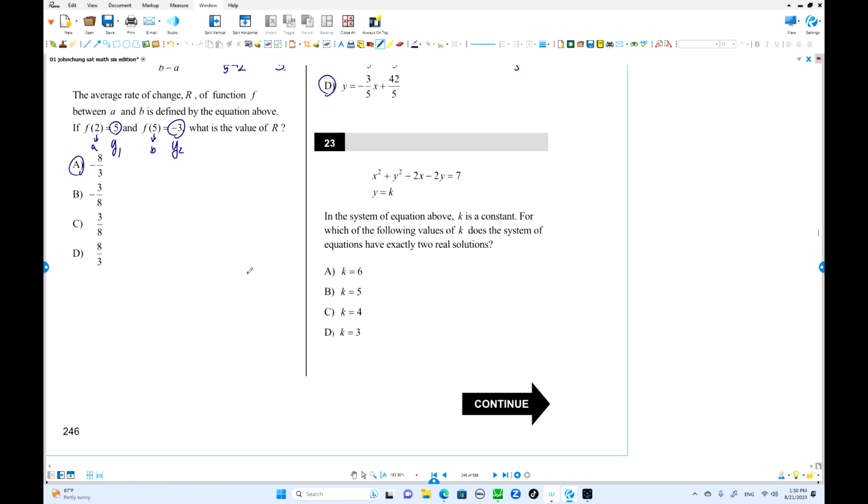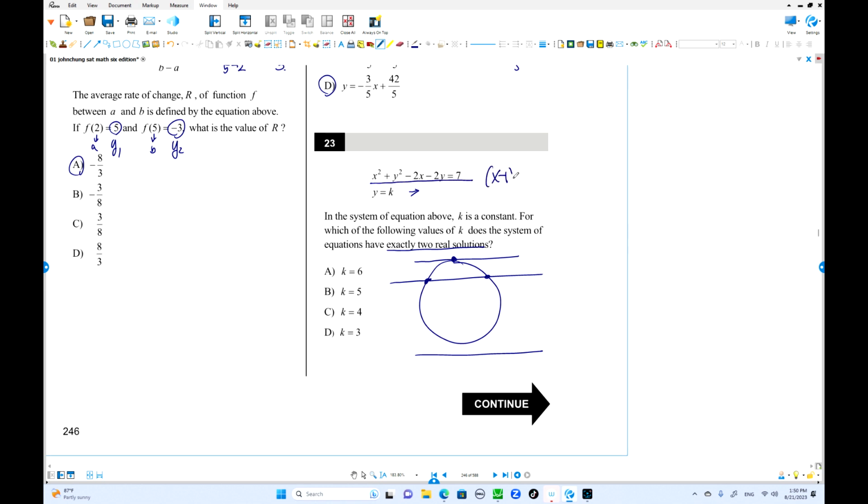Number 23. We have a system of equations where k is constant. This is a constant function, which is horizontal. So the system has exactly 2 real solutions. So this is a circle, you know that. It looks like this one has 2 real solutions. This one has only 1 real solution. Here, 0 real solutions. So we're going to find the standard form of this one.